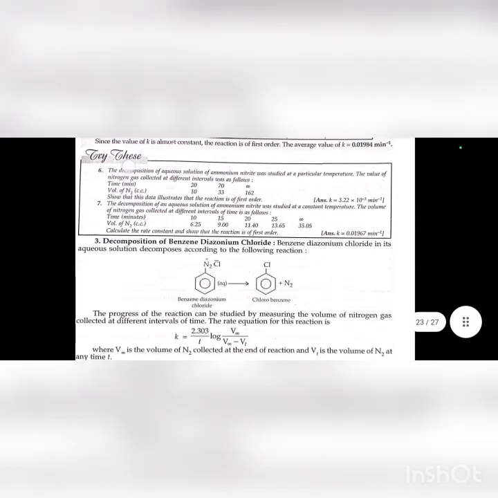Now here is an example of these reactions also. Second is decomposition of ammonium nitrite. Ammonium nitrite in aqueous solution decomposes at room temperature according to the following reaction: NH4NO2 aqueous is decomposed into 2 moles of water plus N2. The progress of reaction is studied by measuring the volume of nitrogen produced at different intervals of time. The rate equation used is k equals 2.303 by t into log V infinity divided by V infinity minus Vt. Here is the solved example of this.